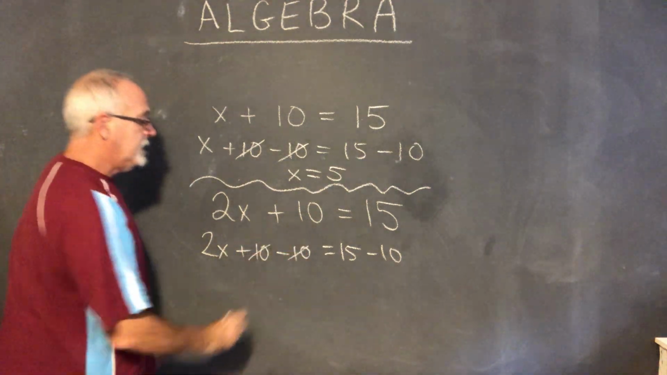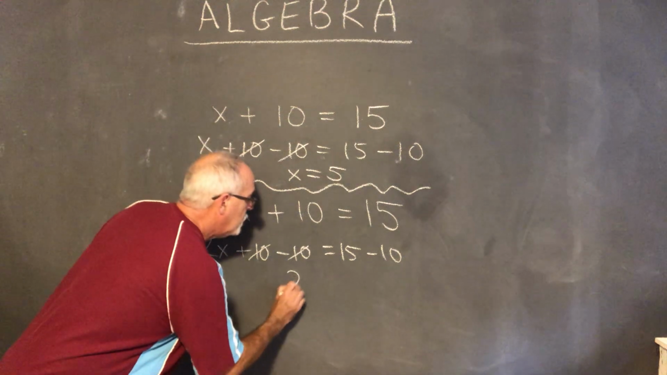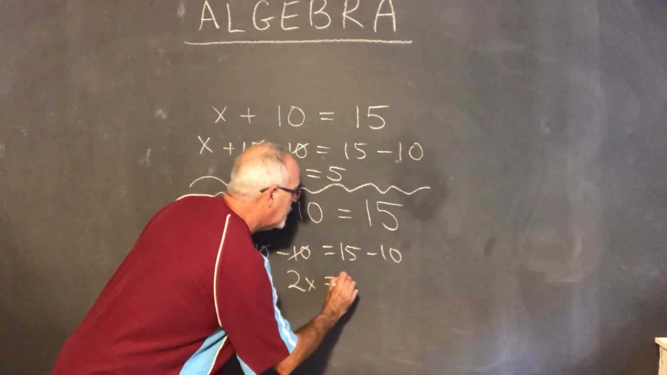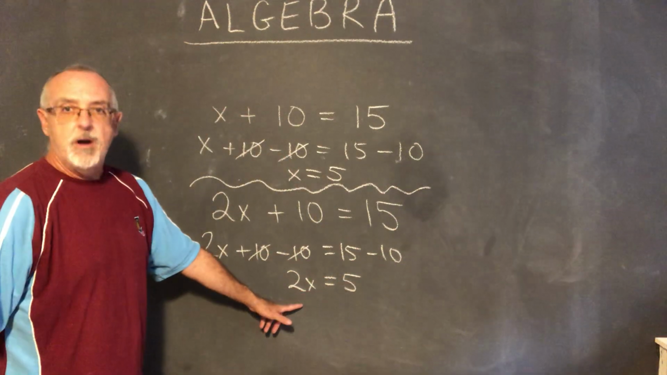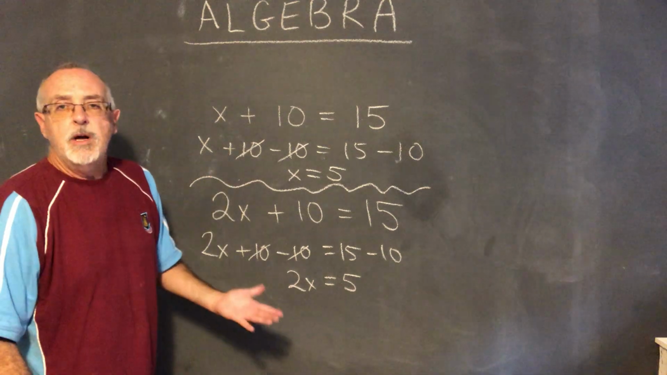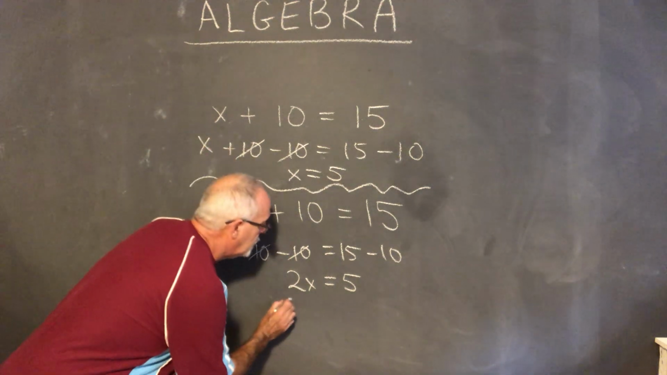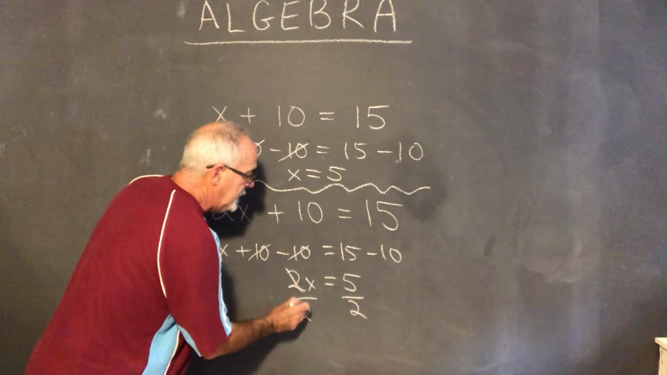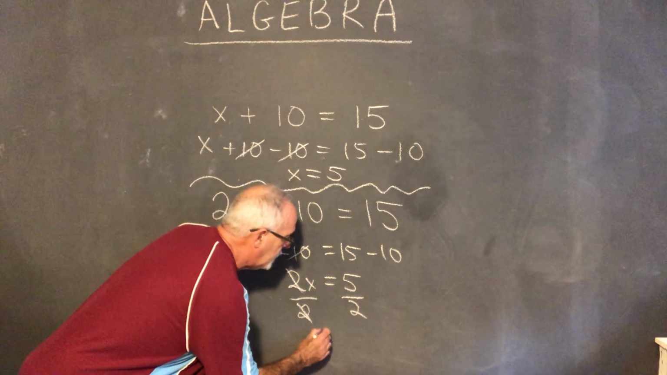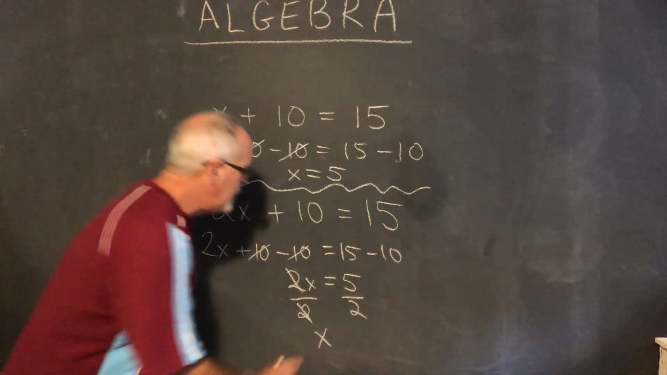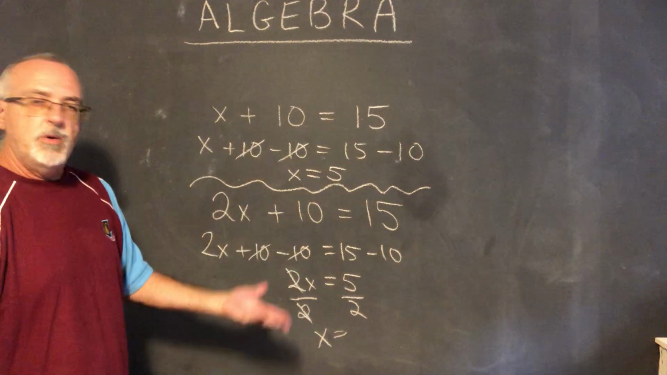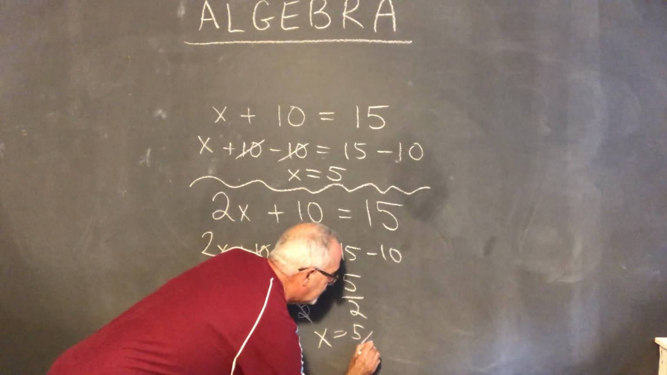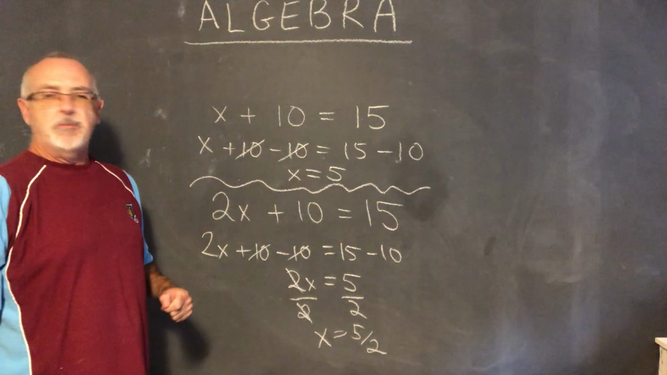The 10s cancel on this side. I'm going to make sure I have enough room. We have 2x. The 2x is alone, but the x isn't alone yet. 15 minus 10 equals 5. Okay, now I want my x alone. It's being multiplied by a 2. I do the opposite of multiplication, which is division. I will divide by a 2. But if I'm dividing the left side by a 2, I have to divide the right side by a 2. These cancel. My x is alone. Do I have room to write my answer? Yes, it does. And x is equal to 5/2 or 2.5, depending on how you want to express the number. I think 5/2 is a perfectly good answer because I like improper fractions.